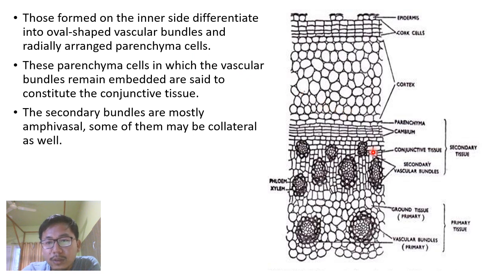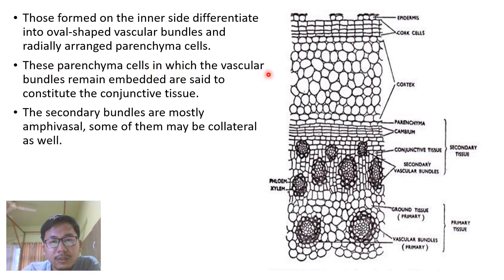If you see here, those secondary vascular bundles which are formed below the cambium look oval in shape. This oval means X shape. And radially arranged means they will be arranged side by side with the parenchyma cells. Alright, somewhere here, these were parenchyma cells.